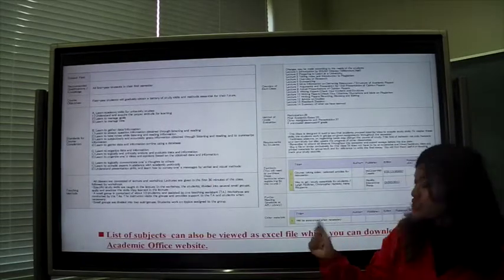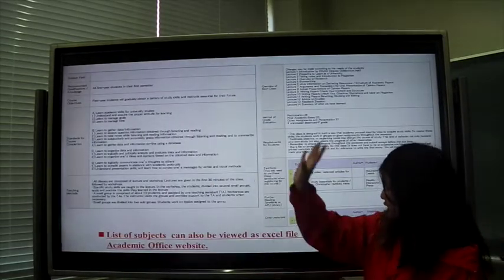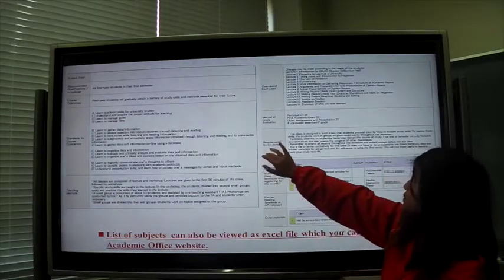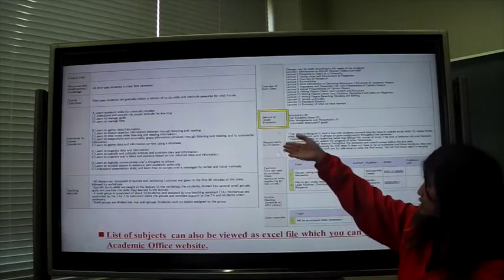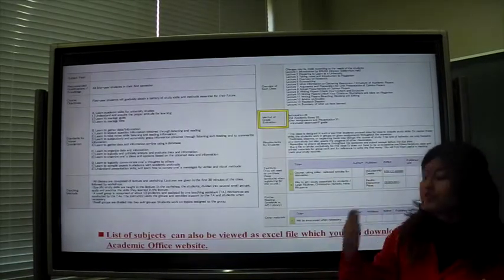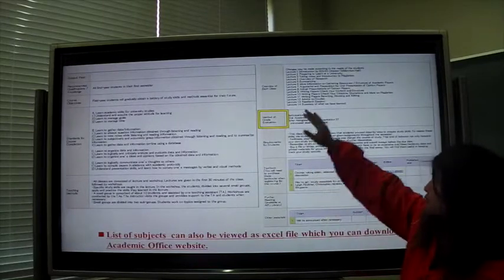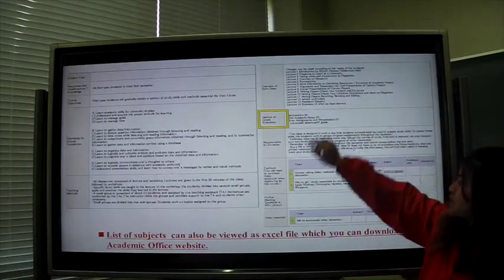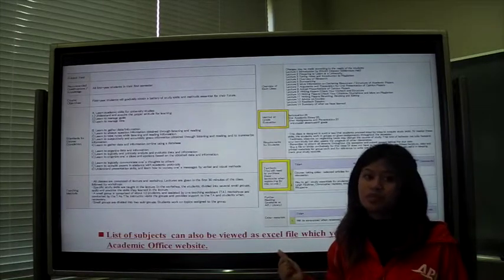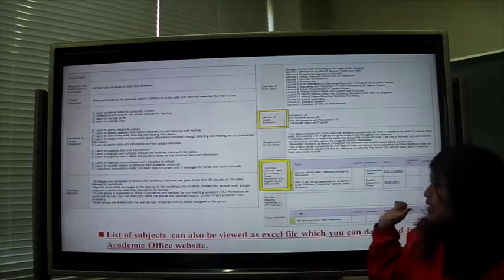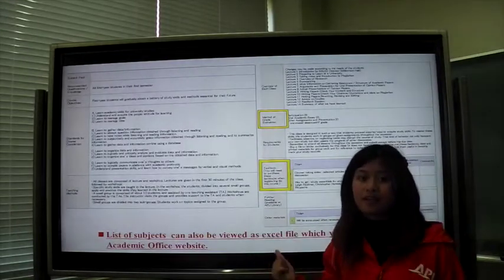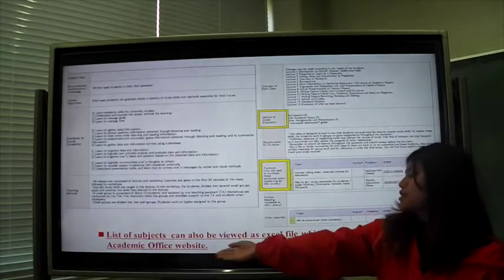After you search your subjects, the page will look like this. There are only 2 points that you need to be cautious about. The first is the method of grade evaluation, because you will know how your professors give you grades depending on these elements. And secondly, we will know what materials you need to bring to class. As an additional note, the list of subjects can be viewed in an Excel file on the Academic Office website.